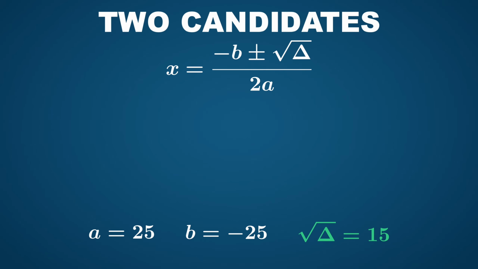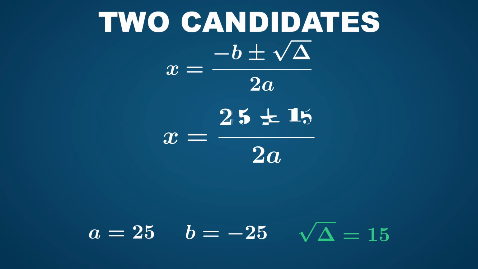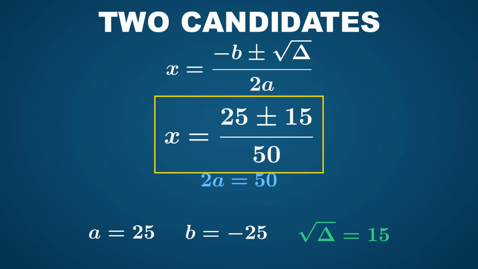Now we can write down the two candidate values for x. On top, the formula starts with the middle coefficient, sign flipped. Flipping negative 25 gives positive 25. Then we add or subtract the root of the discriminant, 15. The bottom is twice the leading coefficient. Twice 25 is 50, so we divide everything by 50. So x equals 25 plus or minus 15, all over 50.